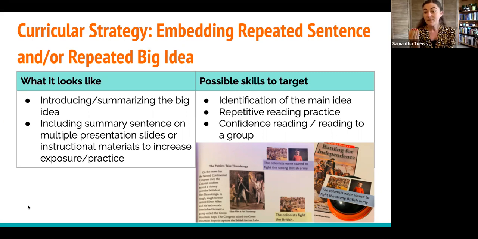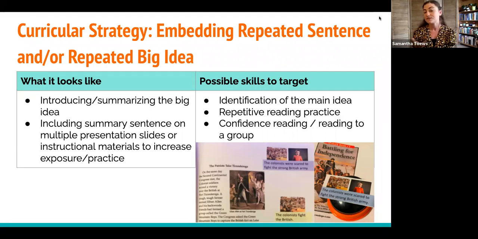So you can think about using colors to make these repetitive sentences predictable. So a repetitive sentence or the main idea could be blue. And come up on every page. So in this example, the colonists were scared to fight the strong British Army would come up on every page to remind students that that's what this chapter is about. And the sentence, the yellow sentence, could be the summary of this page. And it says the colonists fight the British. So this is one way to provide repeated opportunities for students to practice with the same content.